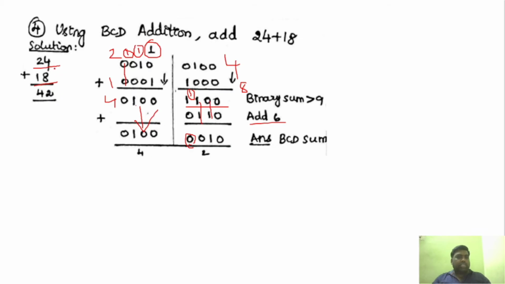Now you can cross verify this. 24 plus 18 is 42. So what are we getting? This is 4 and this is 2, right? This is a valid BCD form number. Okay, the same steps you have to follow.